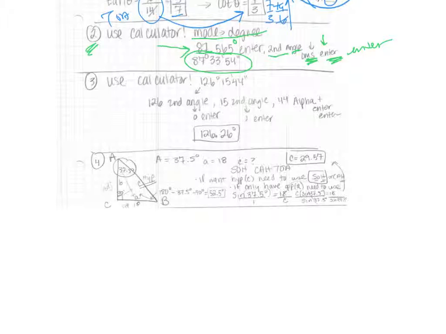Similarly, for number 3, you also need to use your calculator. This one's a little bit harder, so you have to break it down into little pieces. You have to do this piece first. So you do 126. Then to get the degree bubble, you hit second angle, scroll down to the degree bubble, and hit enter. Then you go along and hit the next number. So you would hit 15, second angle, and then go to the minutes. This looks like an apostrophe. Enter.